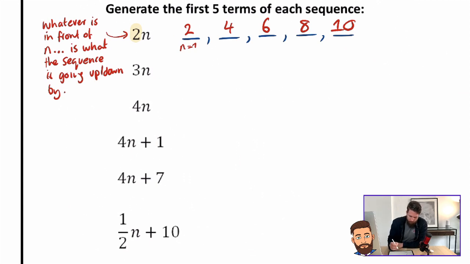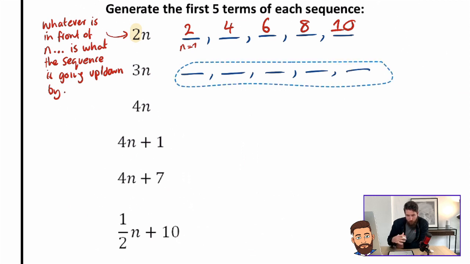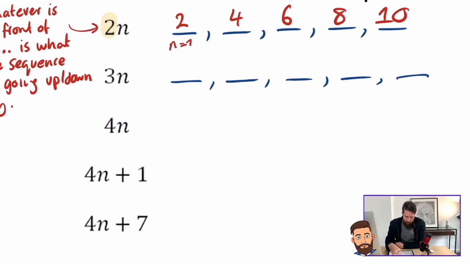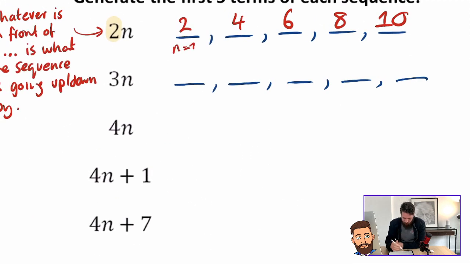Okay, next one, same thing. I want the first 5 terms, okay? 3n. So you always need to work out the first term using n as 1. And then from there, you've got 2 methods now where you can work out the terms. So 3n. n is 1 for the first term. So what is 3 times 1? 3.